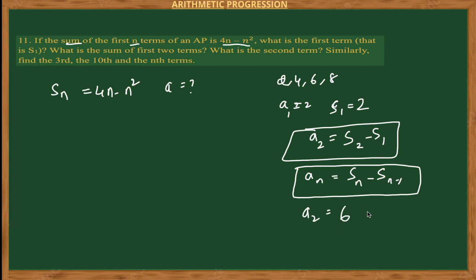So 6 minus S of n minus 1. So what is the sum here? In the first term, if you take the sum of 2, A2 becomes 6 minus 4, 2. Okay, so one thing to remember here is this is the way if you want to find the nth term when the sum is given. So remember this formula.